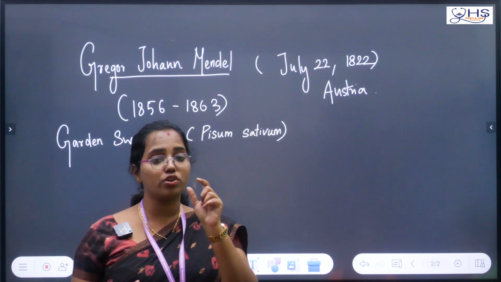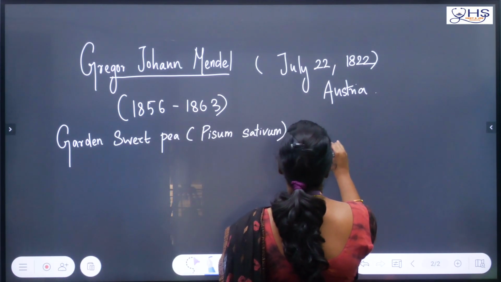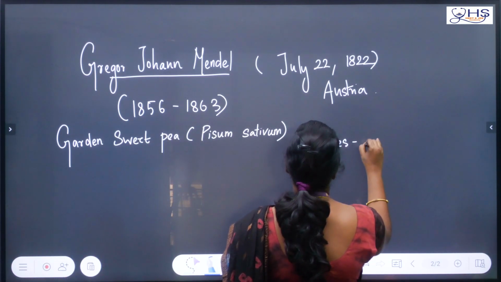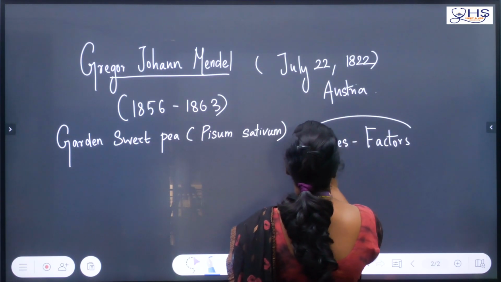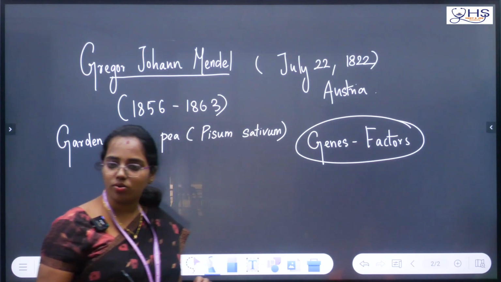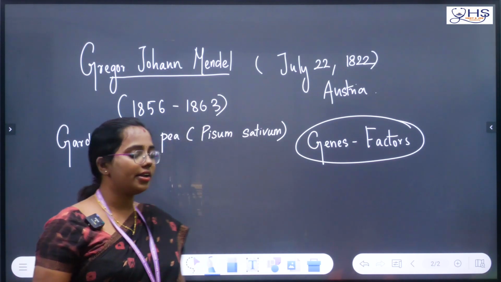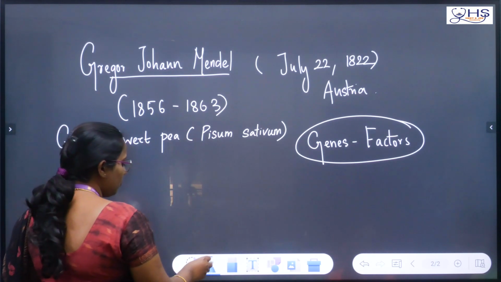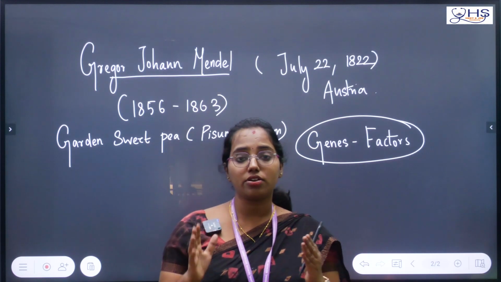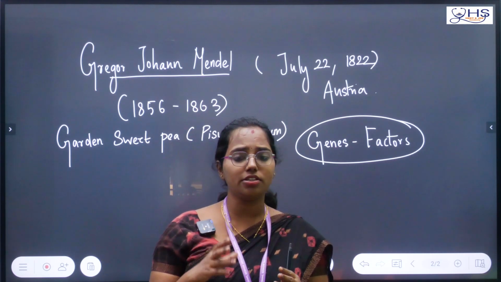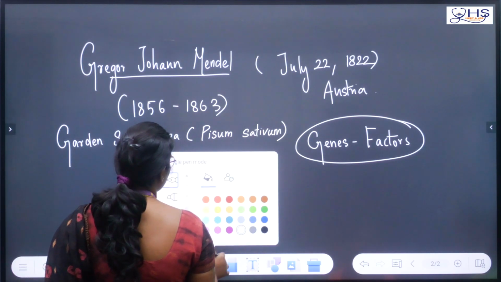right? For genes he used the word factors. He called genes factors. Basically this word factor is seen in maths, yes or no? So Mendel called genes factors, but we are still talking about him today because he made all exact calculations by using statistics. Everything was calculated mathematically by Gregor Johann Mendel.